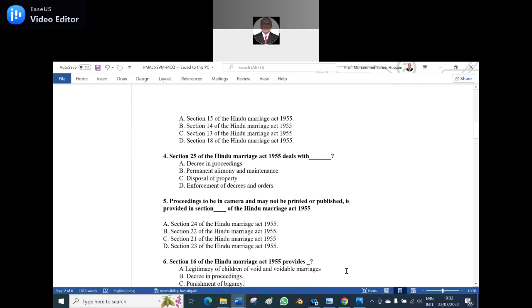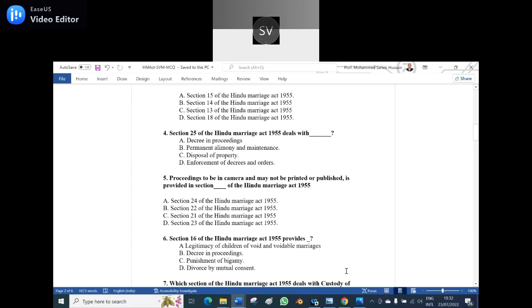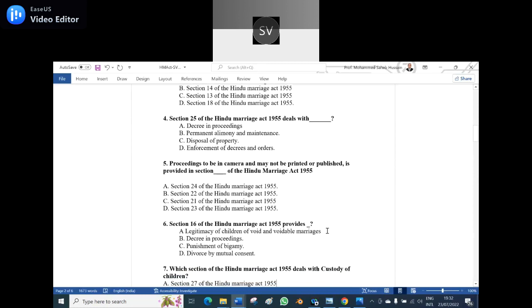Fifth question. Proceedings to be in camera and may not be printed or published is provided in which section of Hindu Marriage Act 1955? Option A, section 24. Option B, section 22. Option C, section 21. Option D, section 23. Section 22. Yes, option B, section 22 is the correct answer.